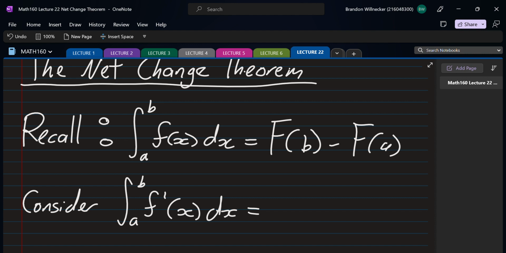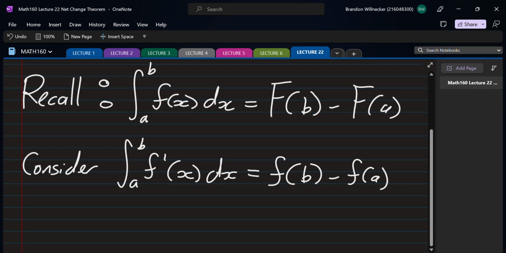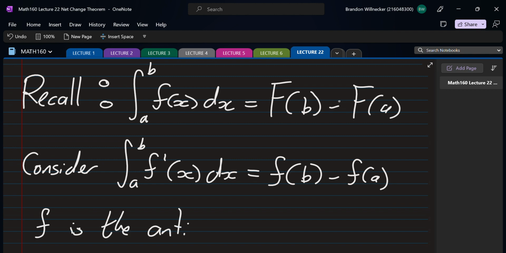Yeah? Got an idea? The original function. Yeah, that's correct. So on this side, we're going to have f at b minus f at a. Why? Because if capital F is the antiderivative of little f, then the original function is the antiderivative of the derivative, right? Because they cancel out. So here, this f is the antiderivative of f prime, just from what we know about antiderivatives.